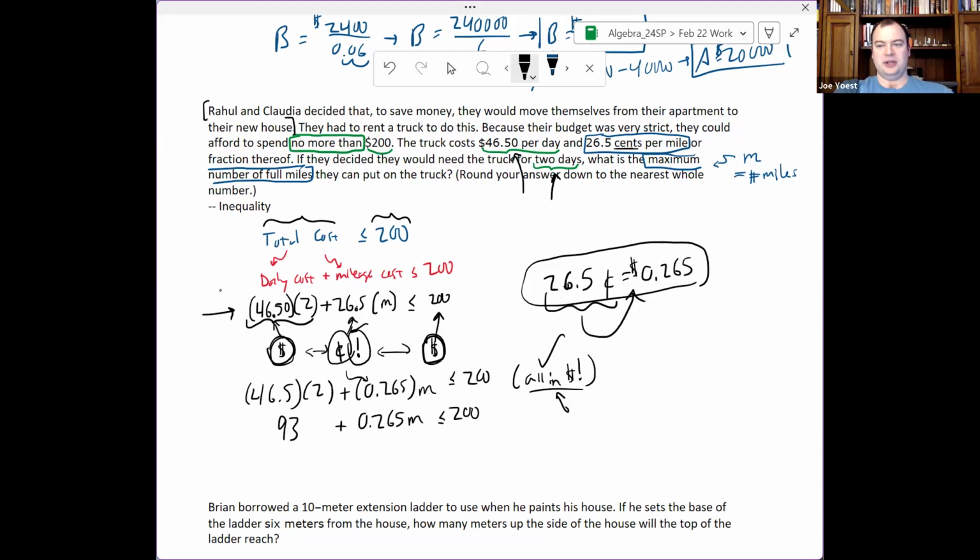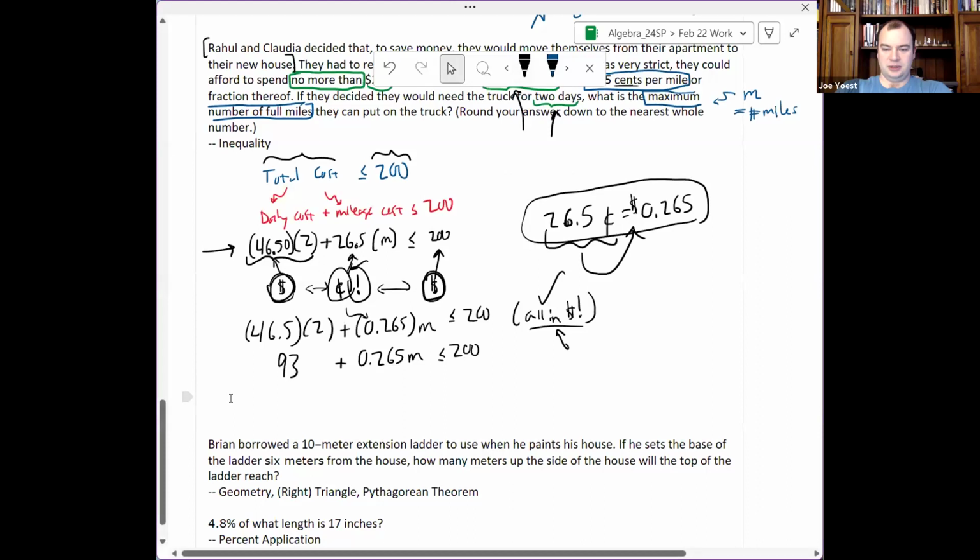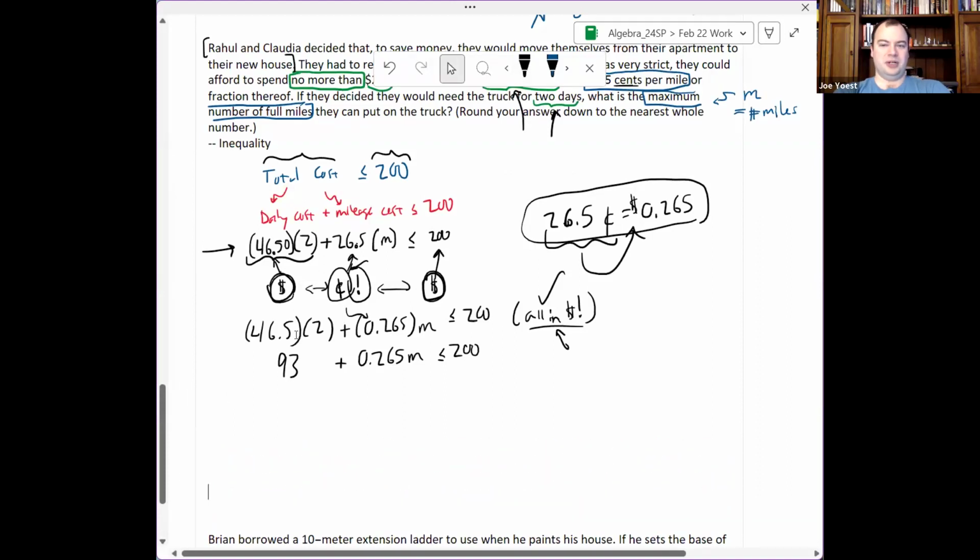But at this point, everything is in the correct units. I've got an inequality in one variable. I'm going to simplify what I can simplify first, which is multiplying 46.5 times 2. And now I'm ready to go through my equation or inequality solving steps, isolate the variable term.